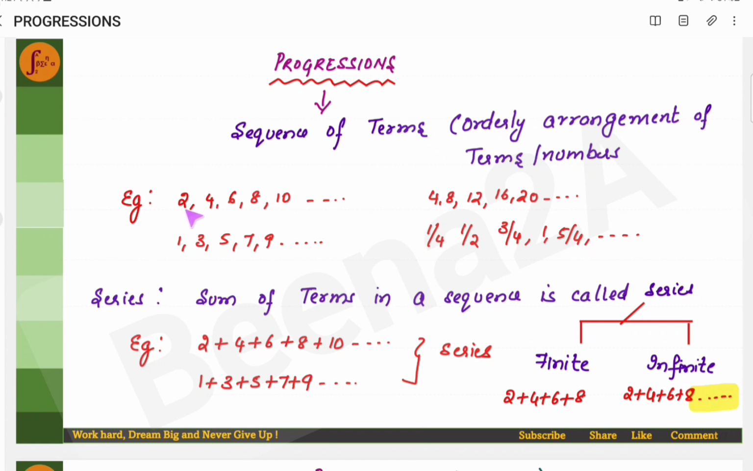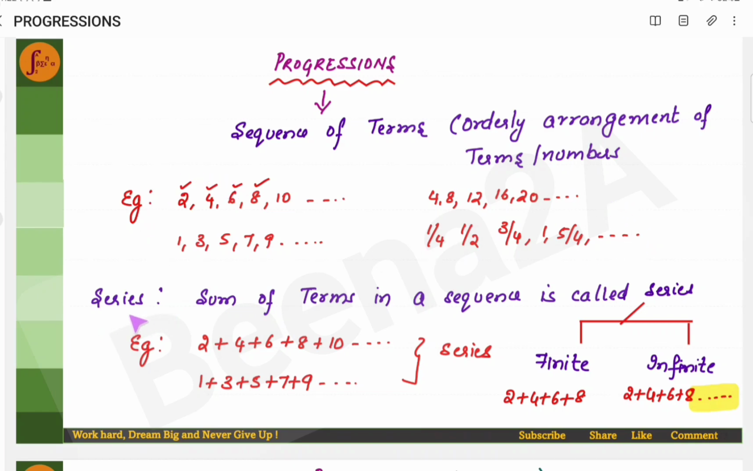Also, each of these numbers can be called a term. This is one term, this is one term, this is one term. So each of these is called a term. This orderly arrangement of terms or numbers is called a sequence. Similarly, we have 4, 8, 12, 16, 20; 1, 3, 5, 7, 9; 1/4, 1/2, 3/4, 1, 5/4 and so on. All these are examples of a sequence.